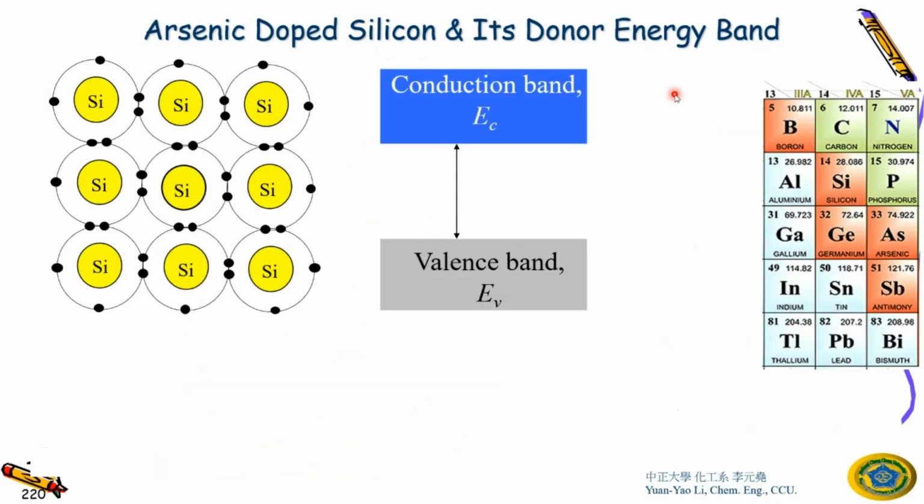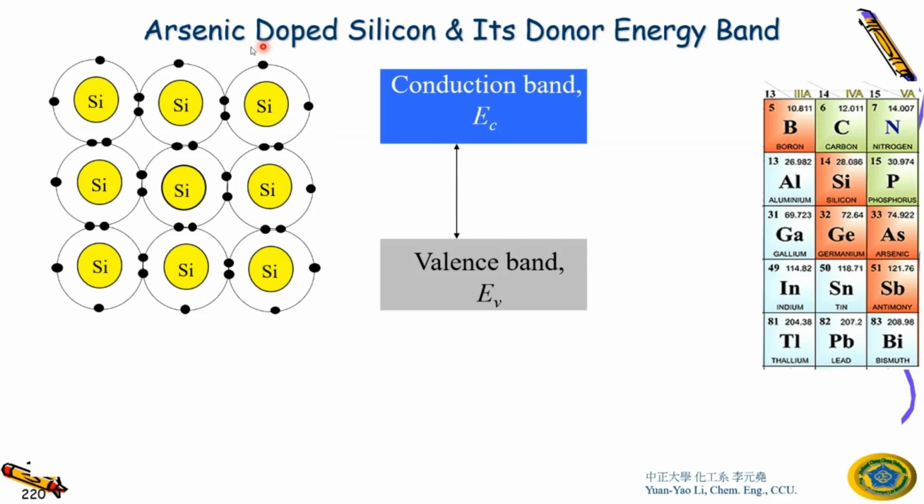So the first case, let's see arsenic doped silicon and its donor energy band. So this is silicon, for example. It looks like this two-dimensional surface. You take a look at this. This silicon has 4 valence electrons, and the neighboring silicon also has 4 valence electrons. So in total, this one has 8 valence electrons. This applies to the octet stability, right? So it's s2p6 octet stability. So this silicon is stable.